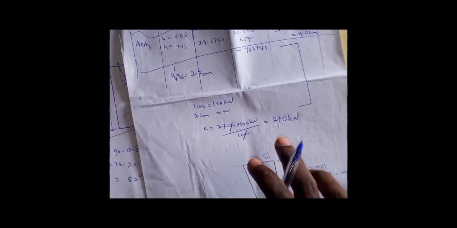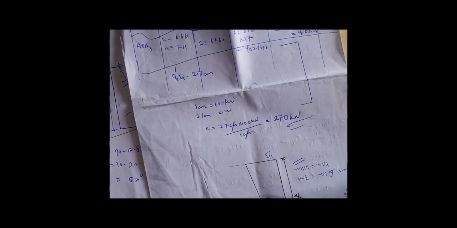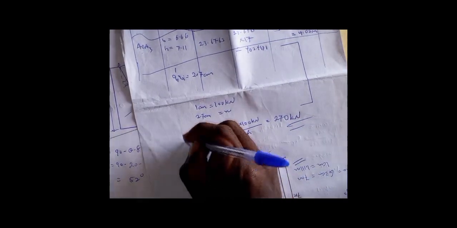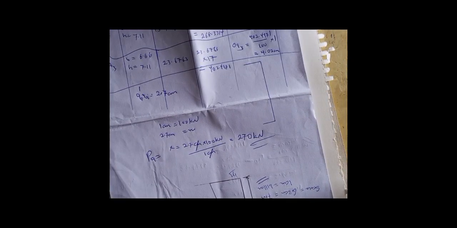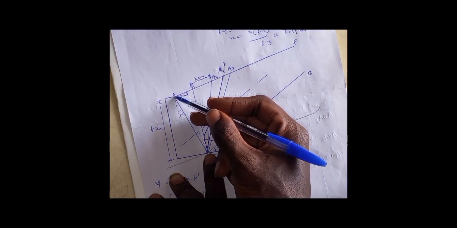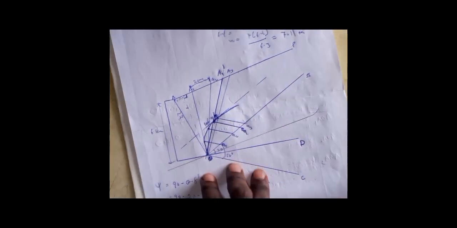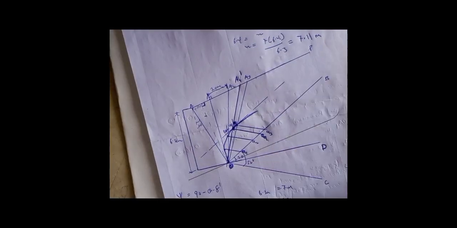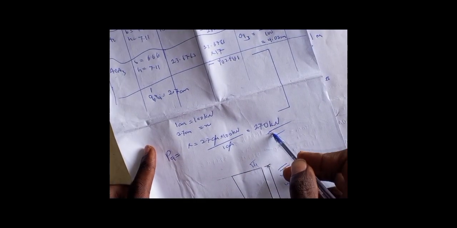So now the partial force PA is equal to 270 kilonewtons. This is what is expected of us. This also means that the trial failure wedge is the triangle OAA prime, and it has a lateral force of 270 kilonewtons.